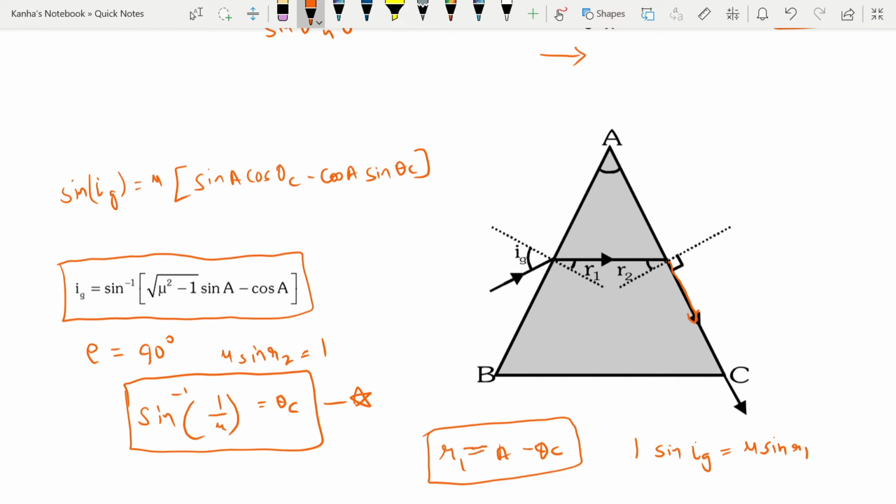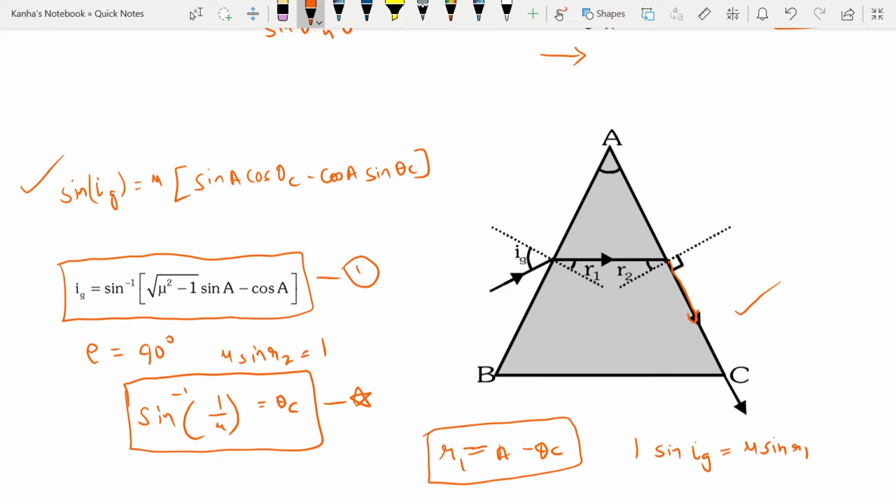And as sin theta C is equal to 1 by mu and cos theta C is equal to root mu square minus 1 by mu, thus I can write it like this. So what you should remember from here is, first of all, this equation and how to derive it if it comes in the paper, and next that if the incident angle increases beyond Ig, where Ig is the grazing angle of incidence, then R1 increases, thus R2 decreases and becomes less than theta C, and the ray starts to emerge from the system.